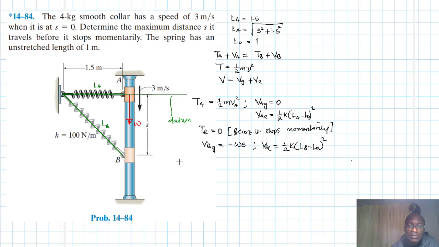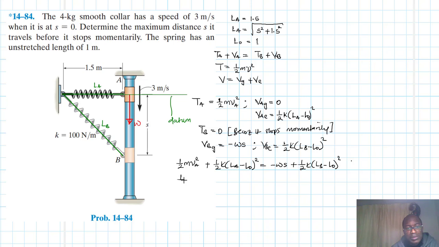Let's write all this stuff in one equation. So I'll have half m vA squared, leaving out the zeros, plus half k times LA minus L0 squared, equals minus WS plus half k times LB minus L0 squared.